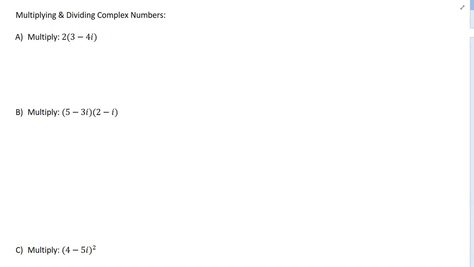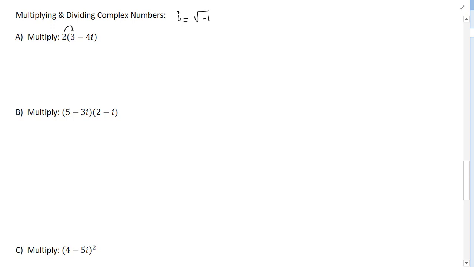So just as we did before with addition and subtraction, I want you to think of the i as if it was an x. What would you do if it was a y, if it was just a variable? The difference here is that i is actually a number. Remember, i is equal to the square root of -1.